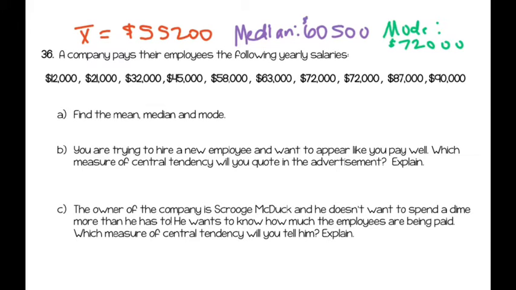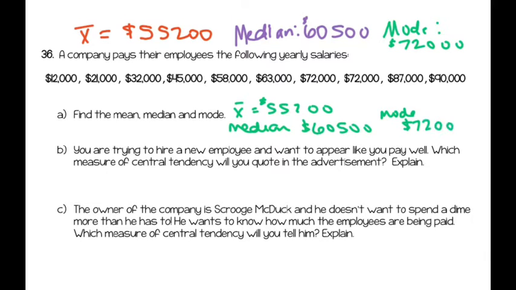Okay, you should have found the mean, median, and mode. The mean is $55,200. The median is $60,500, and the mode is $72,000. So with those numbers, I guess I should have written that down here. So my mean is $55,200. Median. So each of these tells a little bit different story. Depending on what you're trying to make somebody think about this company, you might use something different. And this is done all the time.